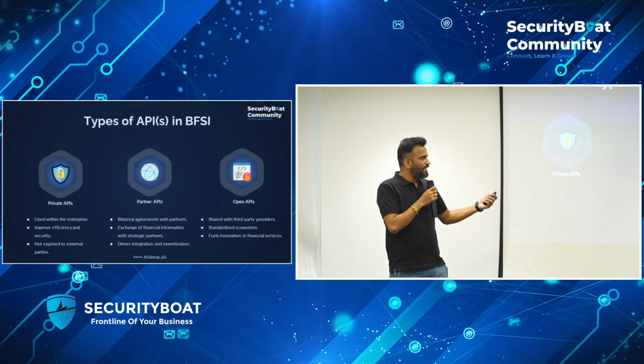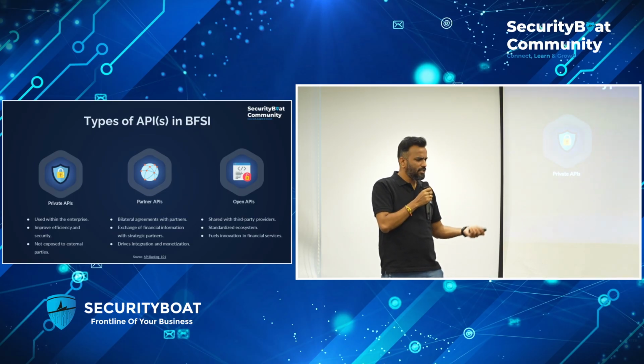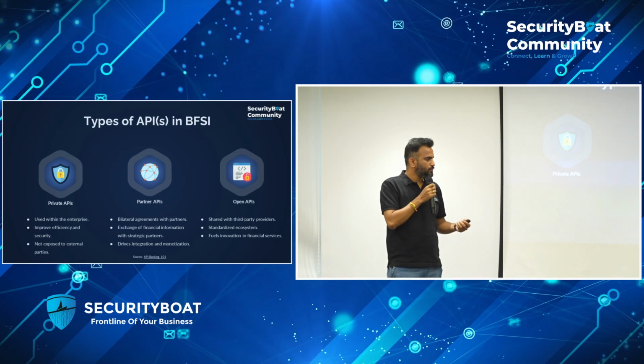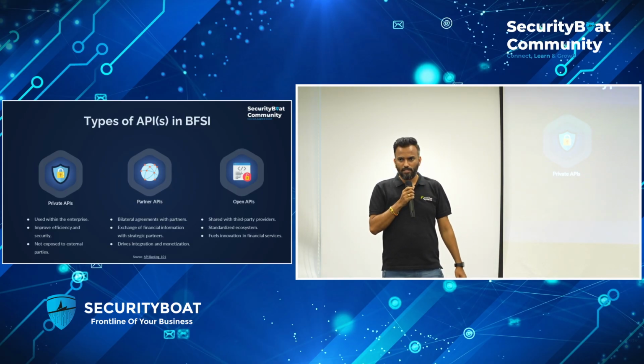Yeah, so again there is a categorization of APIs in the BFSI industry, or in a normal industry as well. There are three types of API: one is private APIs, one is partner APIs, and the third one is open API. Does anyone know what these are? Any difference between them?